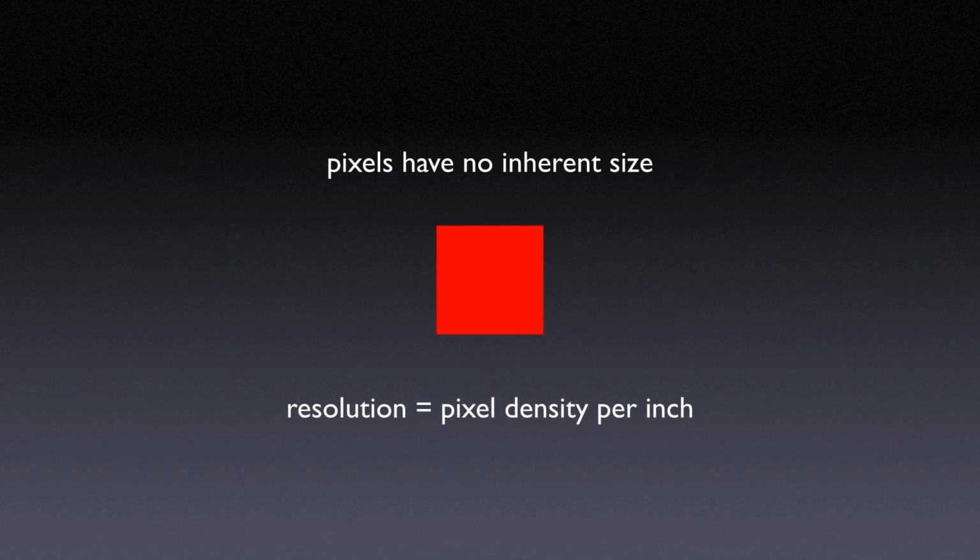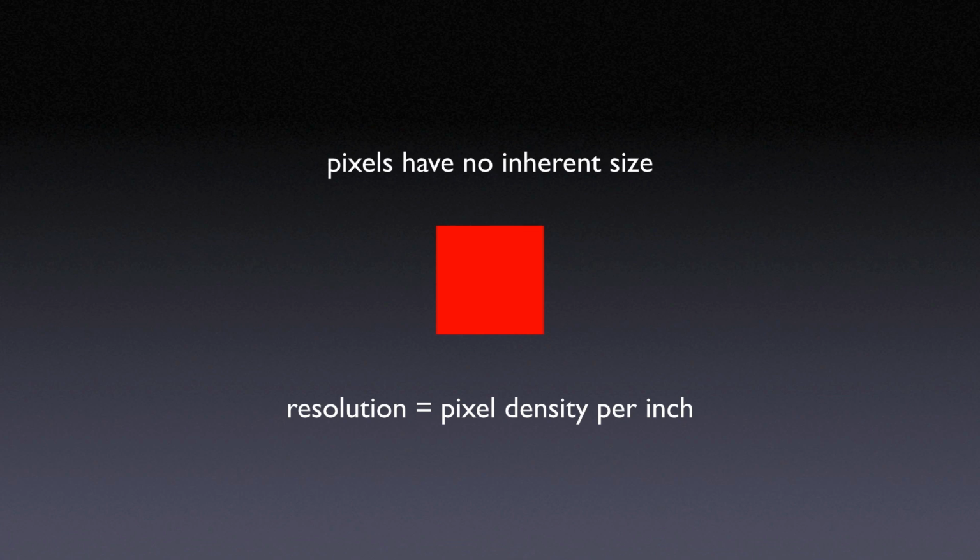A pixel is simply a square unit of color. It has no inherent size value. The size of these pixels determines the quality of the image, the detail in the image, most often represented as the resolution in the image. In the US, resolution is given as a number of pixels per inch.